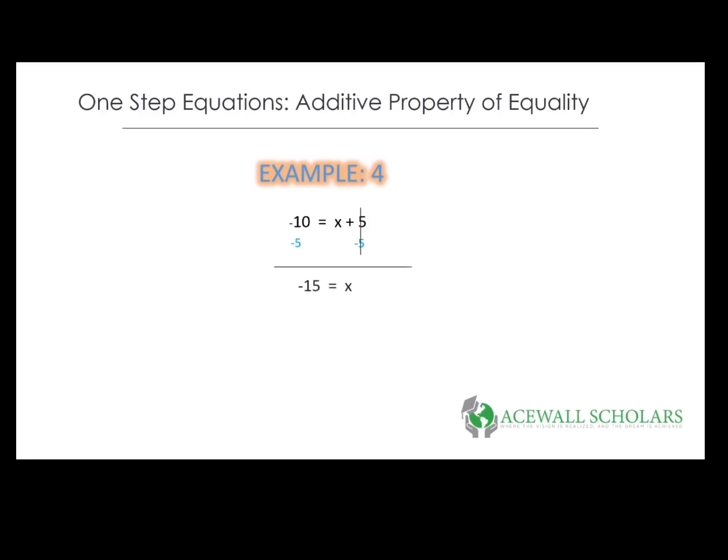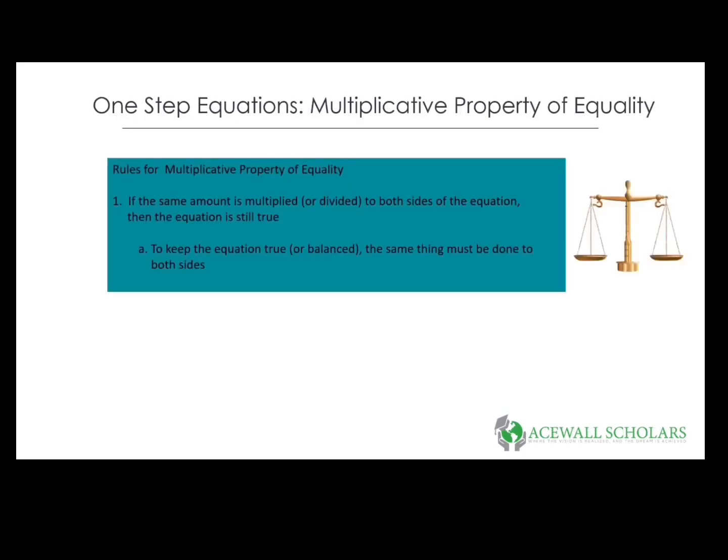Now, let's look at one-step equations using the multiplicative property of equality. Well, what are the rules for the multiplicative property of equality? Well, let's see. If the same amount is multiplied or divided to both sides of the equation, then the equation is still true. So, to keep the equation true, or we could say balanced, the same thing must be done to both sides. So, let's look at an example.